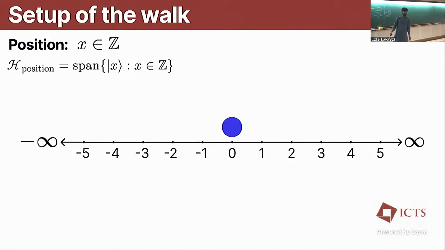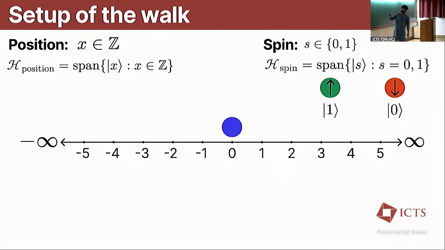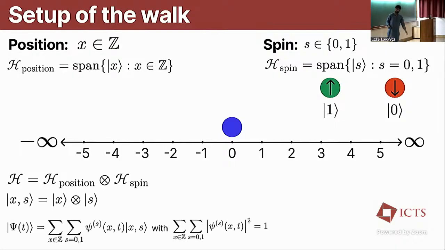And the second degree of freedom that we are going to give is some internal degree of freedom. Let's just call it spin, which can be up or down to make things simple. Ket 0 and ket 1 will be representing the spin states. And this is the position spin space. The total Hilbert space will be a tensor product of that, and the basis states will follow the corresponding structure. This is just the expression for some general state at time t with the normalization condition.